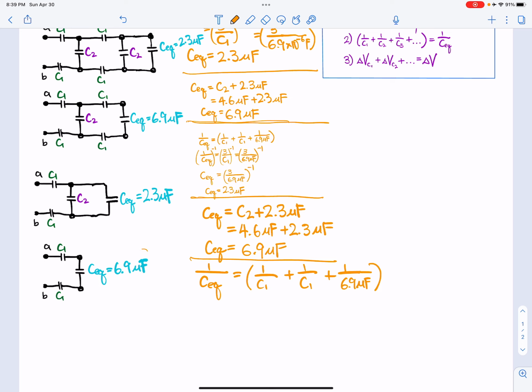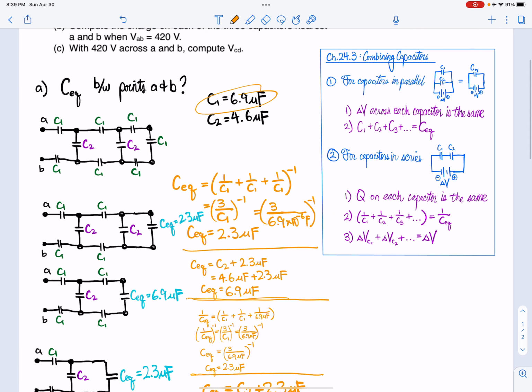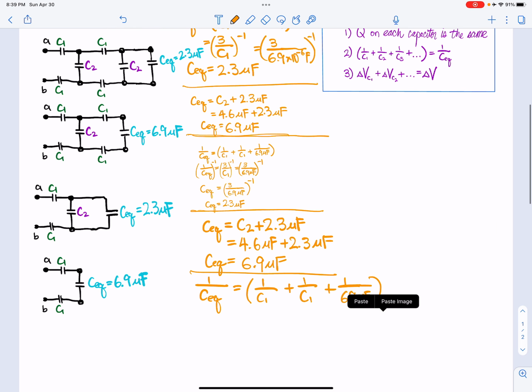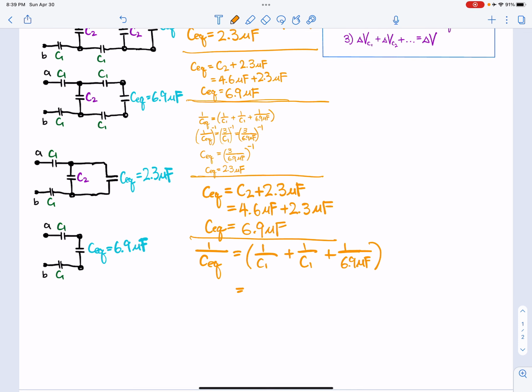which is also equal to, this is actually also equal to C1, right? That was given in the problem. So that will be equal to 3 over 6.9 microfarads is equal to 1 over C equivalent. So I'm going to take the inverse of both the left and the right side of the equation. So then I'm left with C equivalent is equal to, and I'm just going to plug this in my calculator, and that's equal to 2.3 microfarads.